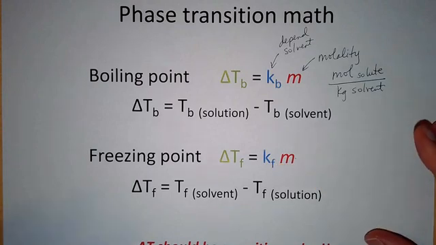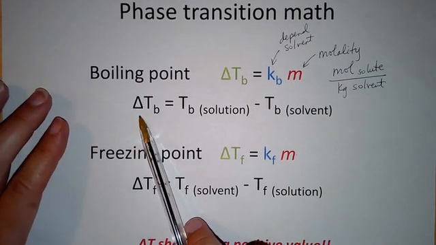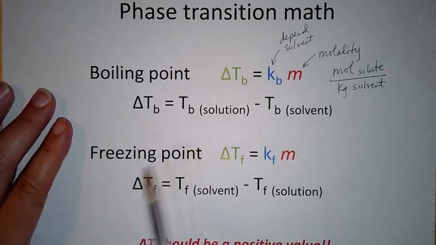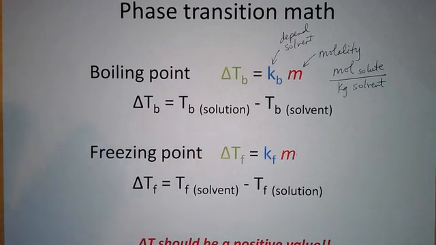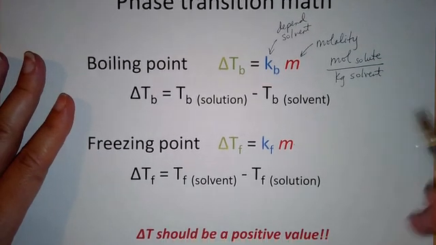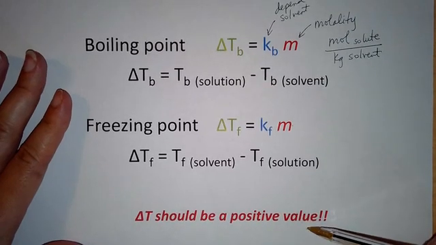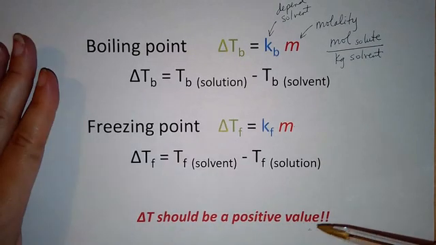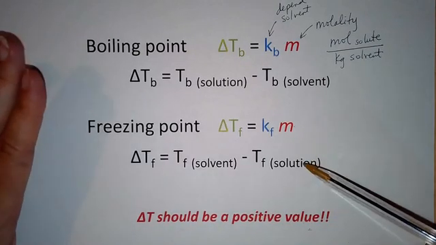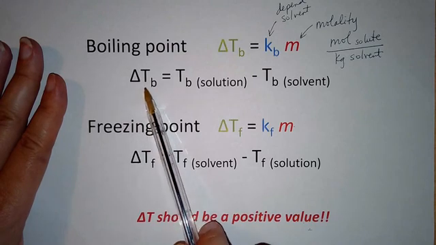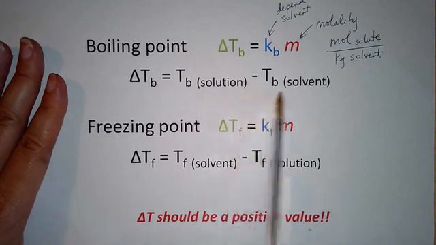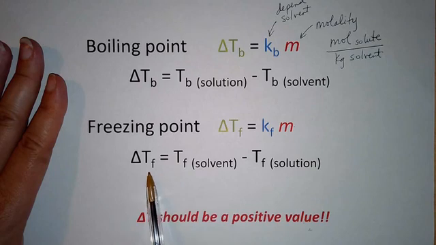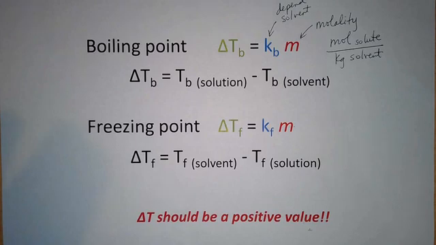Now our delta T's represent the difference between the boiling point or freezing point of the solvent by itself and the new solution that we're making. But these should always be positive values. Your change in temperature should be a positive value regardless of whether we're talking about boiling point or freezing point. So our delta T of boiling is solution minus solvent. Our delta T of freezing is solvent minus solution. Okay, and there's an easy way to remember this, and when we do the math, I'll show you what it is.